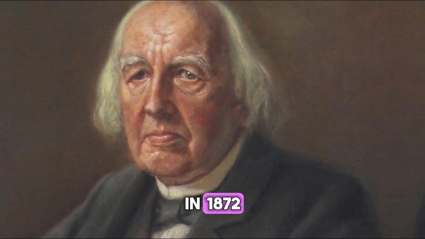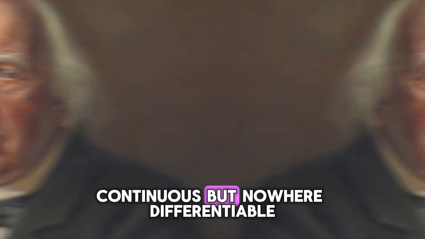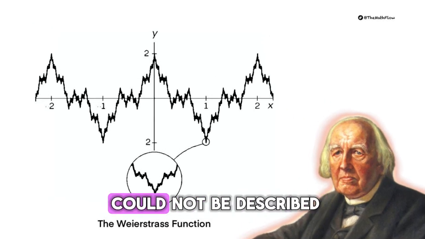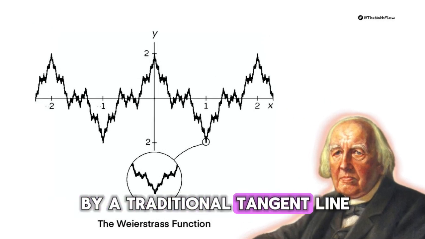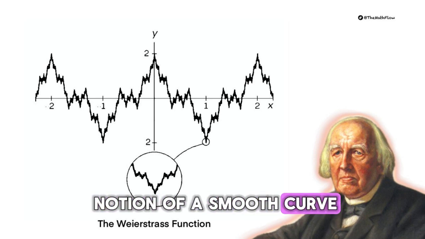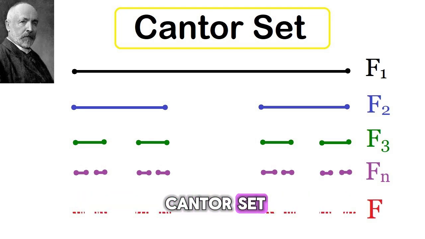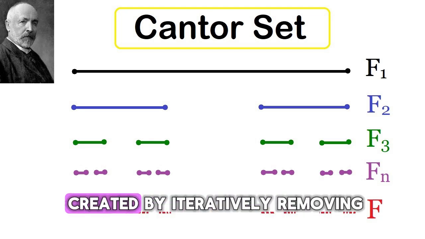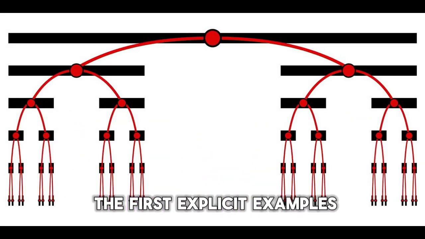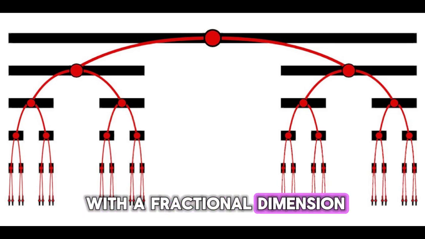In 1872, Karl Weierstrass presented a function that was everywhere continuous, but nowhere differentiable. It is a curve with infinite detail that could not be described by a traditional tangent line. This challenged the very notion of a smooth curve. In 1883, Georg Cantor introduced the Cantor set, a counterintuitive set of points on a line created by iteratively removing the middle third of each segment. This was one of the first explicit examples of a self-similar set with a fractional dimension.